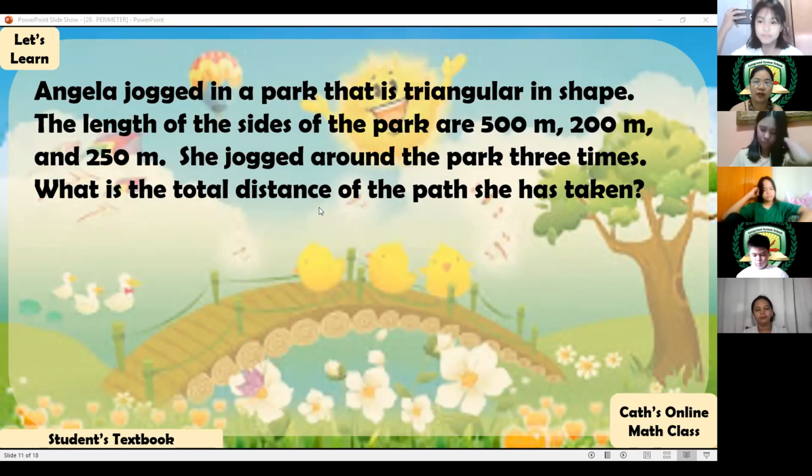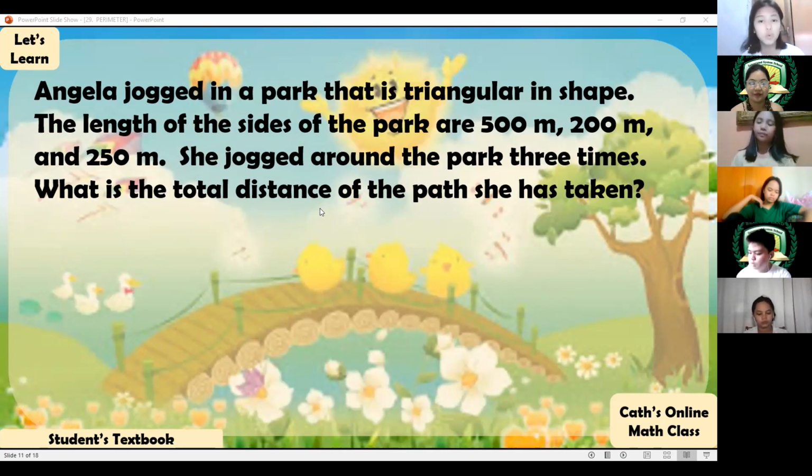Okay, let's have this one. Angela jogged in a park that is triangular in shape. The length of the sides of the park are 500 meters, 200 meters, and 250 meters. She jogged around the park 3 times. What is the total distance of the path she has taken?